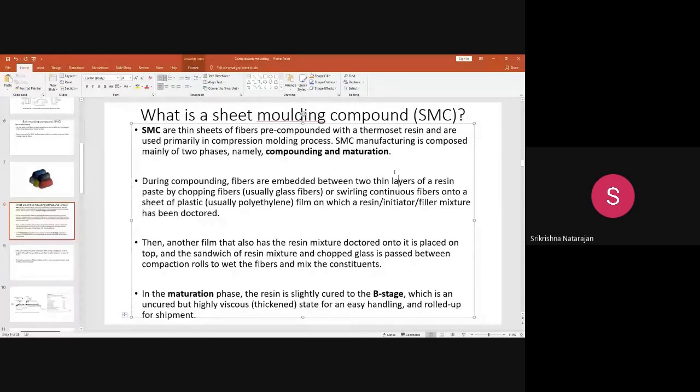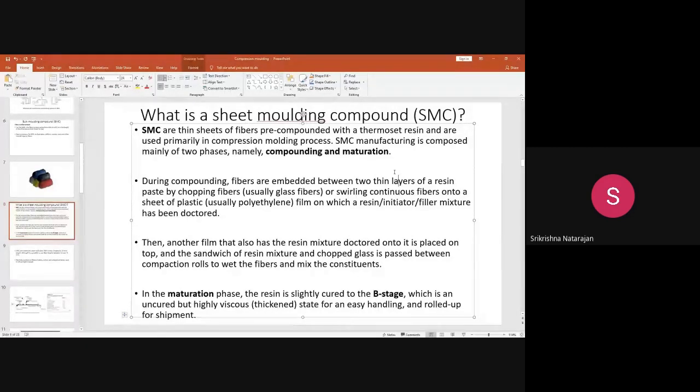And here, after the compounding is done, you will do the maturation. The maturation is nothing but the curing process. What is this curing process? The material which is impregnated with the fibers, like a prepreg, will be cured. In curing there are three stages, which I have already explained during my previous lectures. There is A stage, B stage, and C stage.